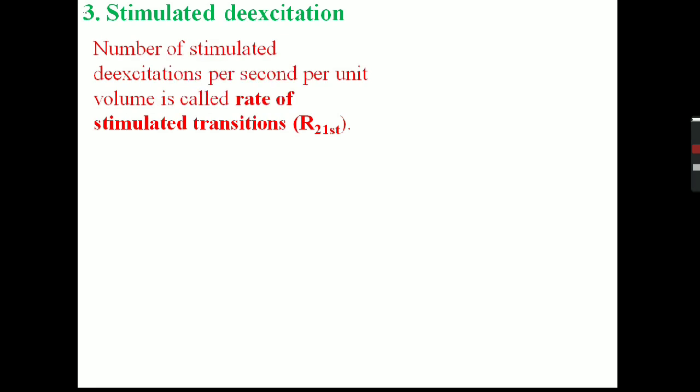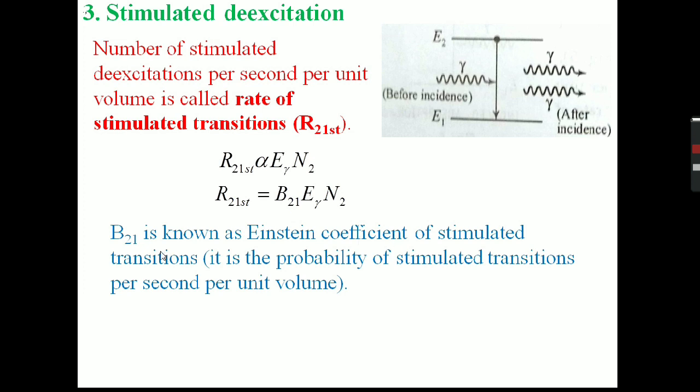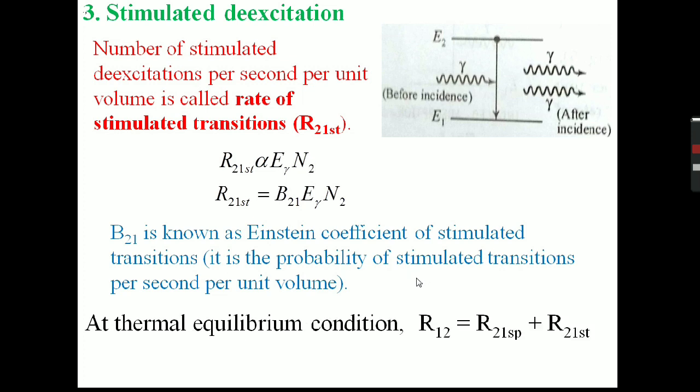Stimulated de-excitation takes place with the support of incident photons. That is why the number of atoms undergoing stimulated de-excitation per second per unit volume, known as the rate of stimulated transitions, depends on the energy density of the incident radiation as well as the number of atoms in the excited state. The proportionality constant used here is B21, known as the Einstein coefficient of stimulated transitions. It physically measures the probability of stimulated transitions per second per unit volume.